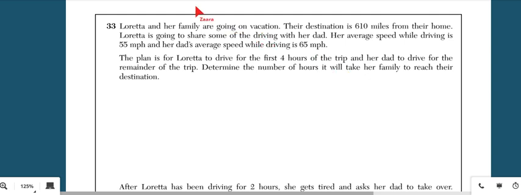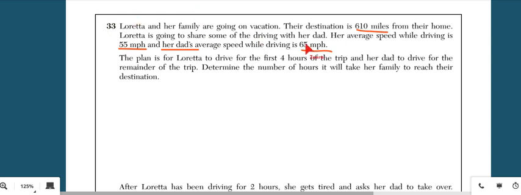Okay. Norita and her family are going on a vacation. Their destination is 610 miles from their home. Norita is going to share some of the driving with her dad. Her average speed while driving is 55 miles per hour, and her dad's average speed while driving is 65 miles per hour.